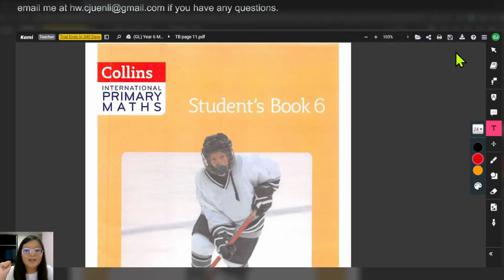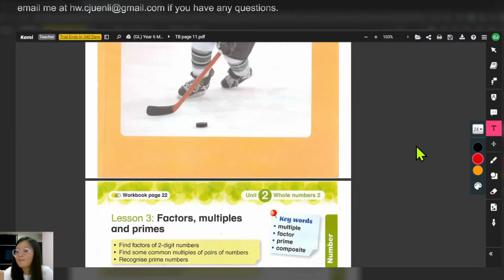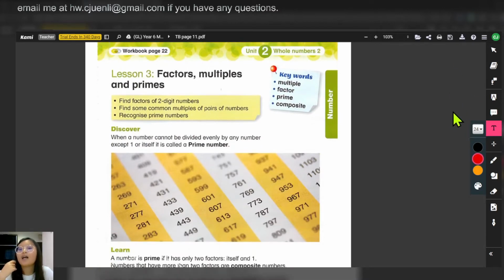Hi everyone. So today we're gonna look at another chapter from our Collins International Primary Maths Year 6 book itself. Today we're gonna look at Unit 2, Lesson 3, basically 2.3 if you're in my class. It's factors, multiples, and also prime numbers. Factors you have already learned in one of the videos before, so have a look at that video if you don't really remember, okay?